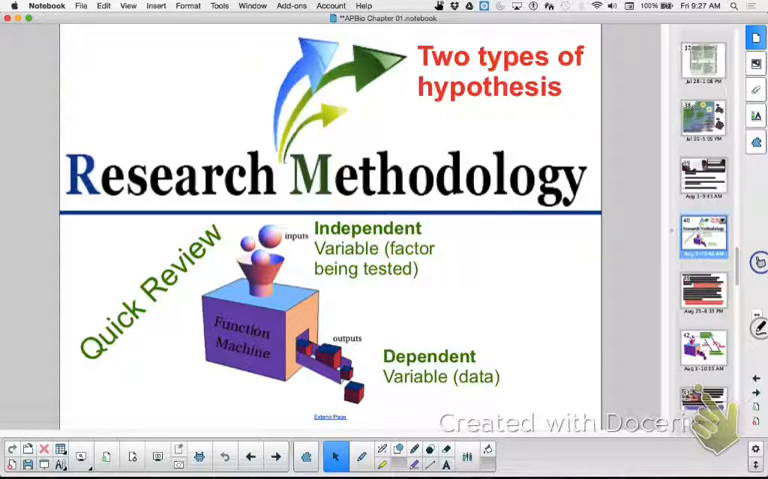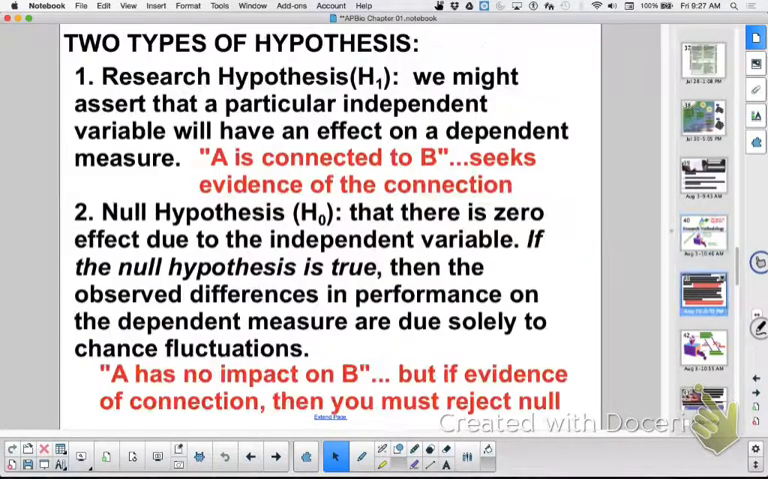Okay, now we're going to talk about a couple of different hypotheses. This may or may not have been introduced to you. I think it got introduced to you last year in Foundations, yes? Thought I taught it in mine. Okay, so we'll talk about these two: research hypothesis and a null hypothesis. Okay, so let me talk to you a little bit about these.